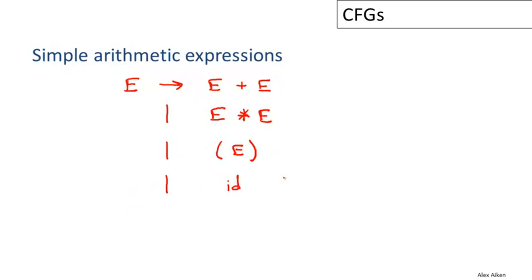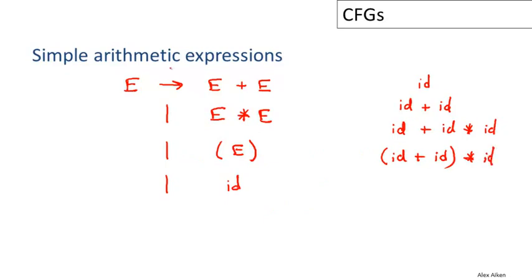And here's a small grammar over plus and times, parentheses and variable names. So let's look at a few elements of this language. A single variable name is a perfectly good element of the language. ID plus ID is also in this language, as is ID plus ID times ID. We could also use parens to group things. So we could say open paren ID plus ID close paren times ID. That's also something that you can generate using these rules, and so on and so forth. There are many, many more strings in this language.